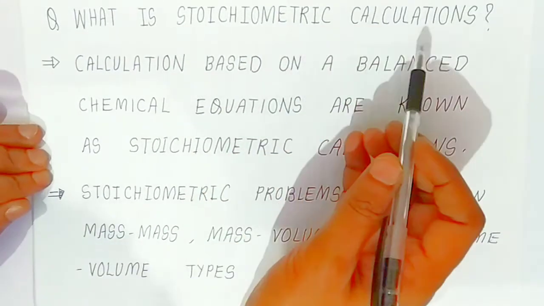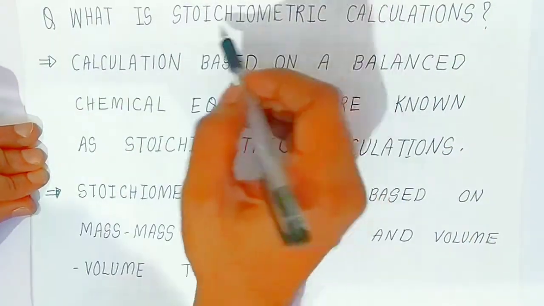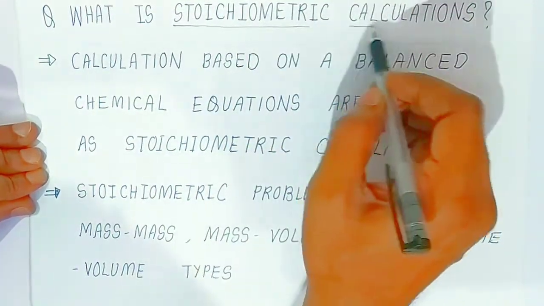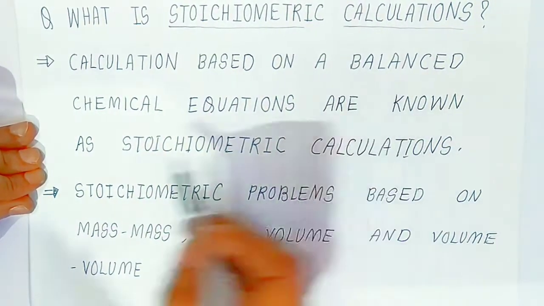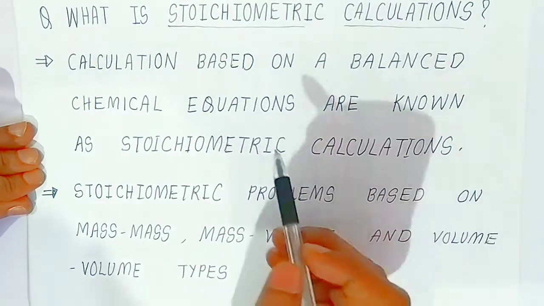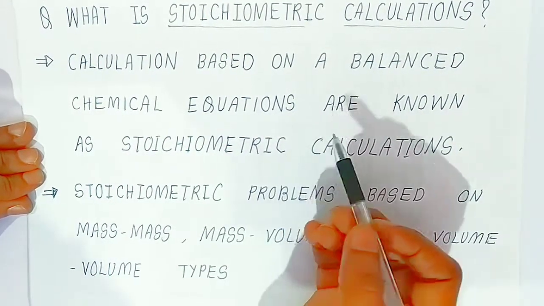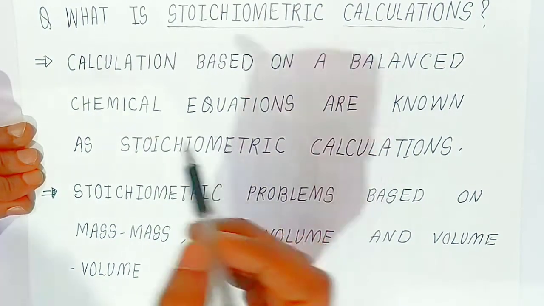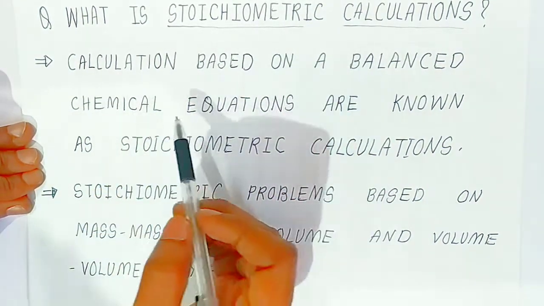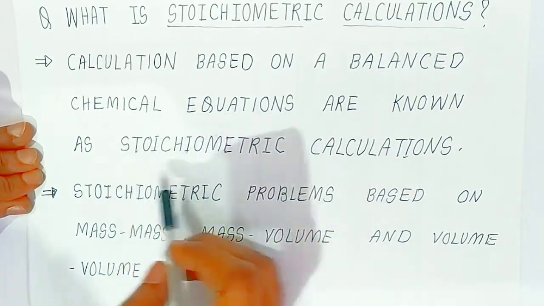What are stoichiometrical calculations? In examinations, sometimes they ask what stoichiometrical calculations are. The calculations based on balanced chemical equations are known as stoichiometrical calculations. That means you should know how to balance the chemical equation. From the balanced equation you calculate the amount of reactant, and the calculation based on this is what we call stoichiometrical calculations.